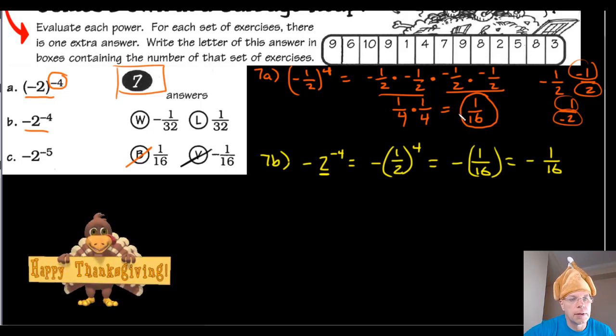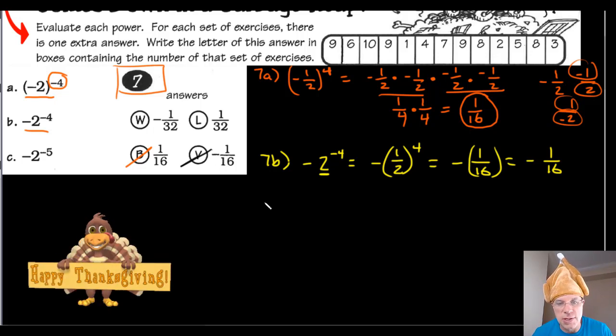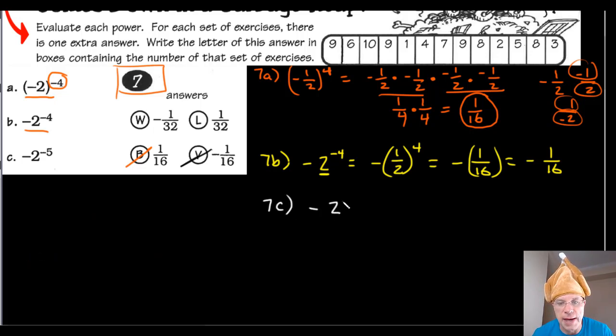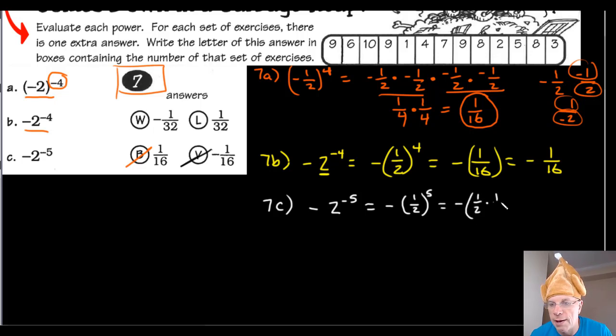The third problem in this set, 7C, says the opposite of +2 to the -5th power. And so here we have the opposite of the reciprocal of +2, which is 1/2, to the +5th power. And so this is the opposite of 1/2 multiplied by 1/2 multiplied by 1/2 multiplied by 1/2 multiplied by 1/2. I guess I could have taken a shortcut. We know this is 1/16.